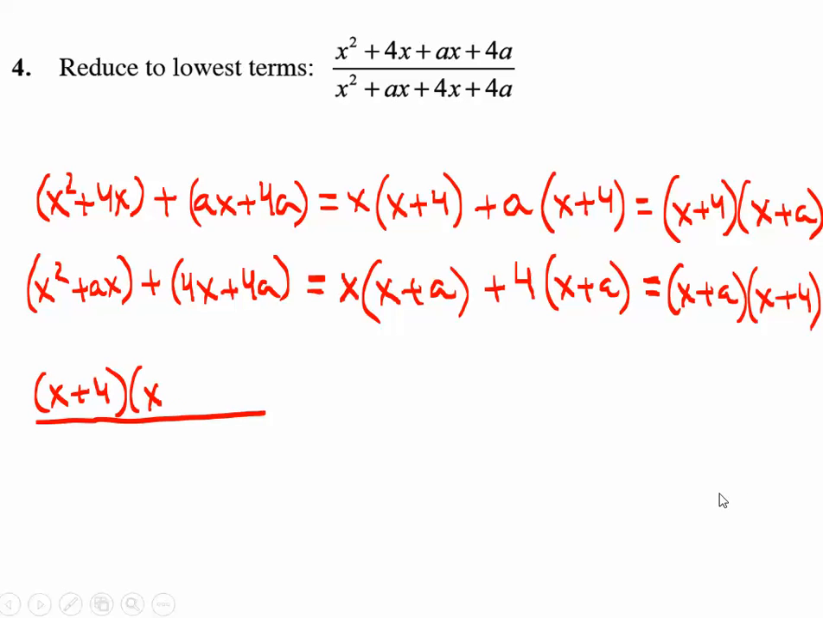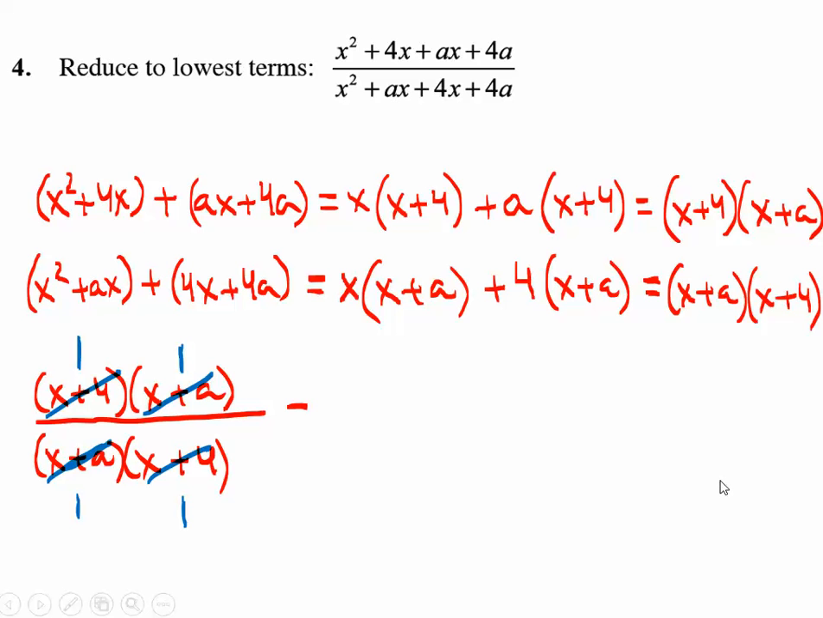Finally, I can rewrite it here. Here's my factored form of the numerator, factored form of the denominator, and then we sort of see something kind of weird here. I got those factors. They're all the same. x plus a is the same there. So if I have a 1 on top, technically everything is canceled on top, everything is canceled on the bottom. In that case, we just have a 1.